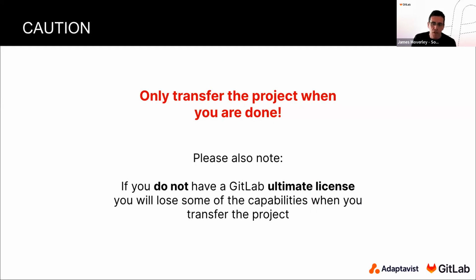So just a quick note here, please only transfer the project when you finish the workshop pieces. The reason for that: if you are transferring this project back into your own namespace or account space, and you do not have a GitLab Ultimate license, then you will lose some of the capabilities that we've been showing here. So some of the tasks will not work. And of course, those of you who do not yet have Ultimate licenses will be straight onto the phone to their account managers to get that checked in, right?